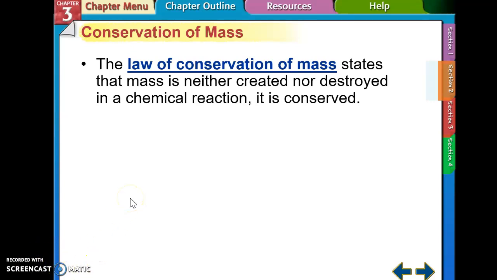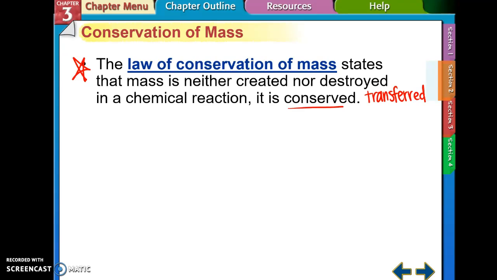So when we are looking at the law of conservation of mass, what it states is that mass is neither created nor destroyed in a chemical reaction. It is conserved. That is really important. I'm going to ask you to be able to write that. We're going to say it multiple times in many different forms this year. What does conserved mean? Really, that can also be used as the word transferred, or it can be used as the word converted.